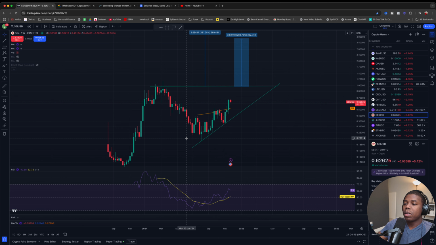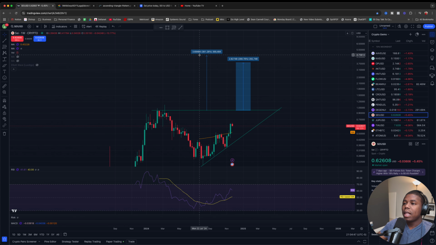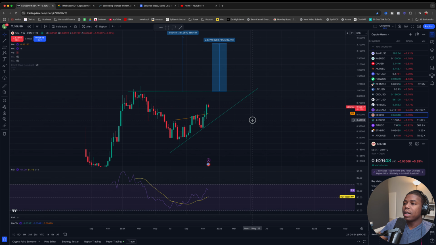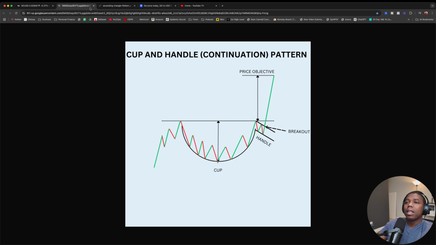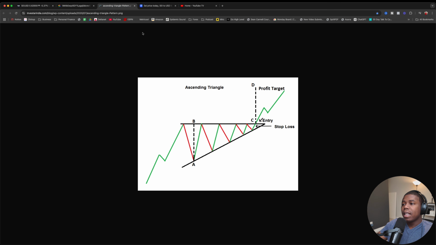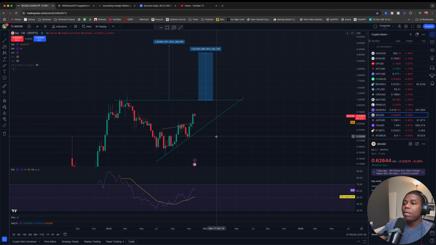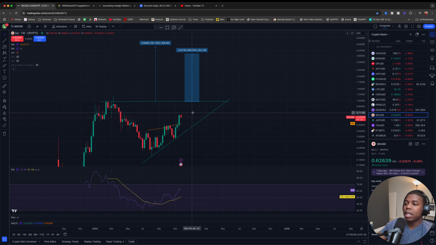And because I went down to the wick on this one, that would actually give us a price target of about $4.60, between $4.60 and $4.70. And so both of those patterns, the cup and handle pattern and the ascending triangle pattern, kind of fit together. If we see price continue to go up like this, that would complete the rounding of the cup part of the cup and handle pattern.